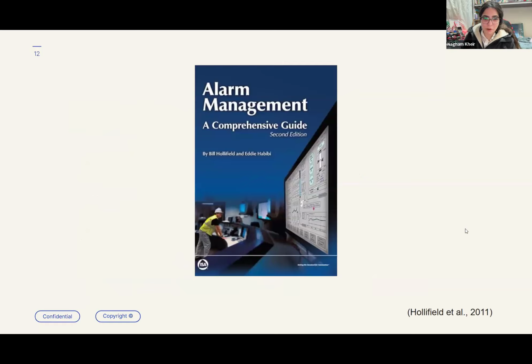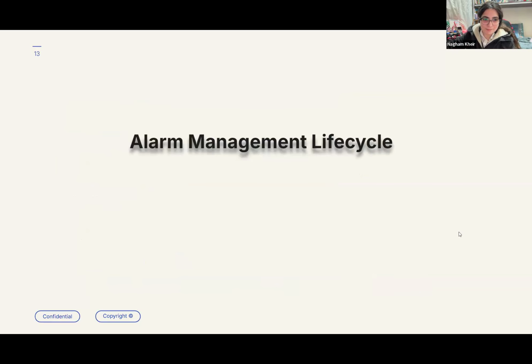Alarm management, written by Holyfield and Habibi, helped to shape our design. So we just wanted to acknowledge its impact and help with our initial design during scripting our alarm management lifecycle. Next slide, please.